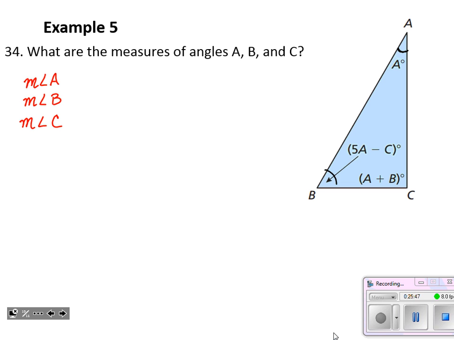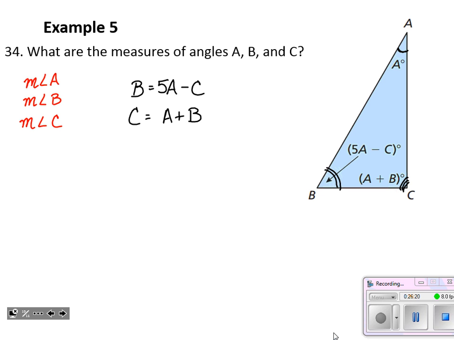Down here at angle B, they're saying that angle B equals 5A minus C degrees. Okay, let's write that out. The measure of angle B, and I'm just going to use a variable for now, is equal to 5A minus C. And then over here in the corner, it looks like a right angle, but I'm not going to assume that it is. It says that angle C is equal to A plus B.